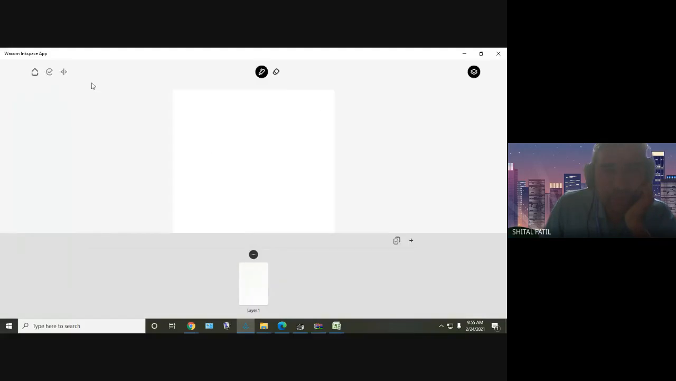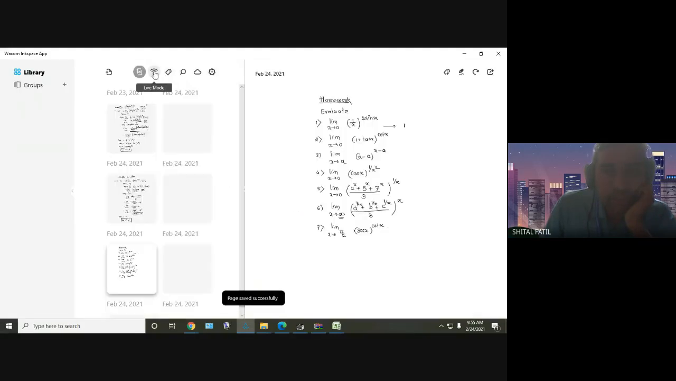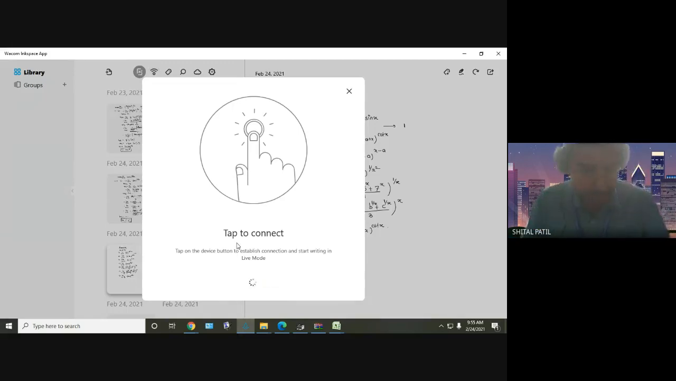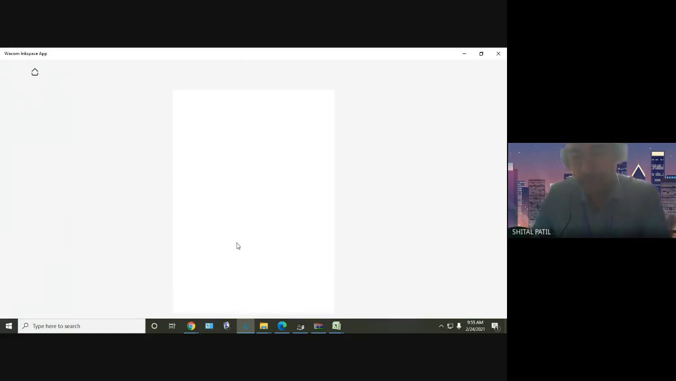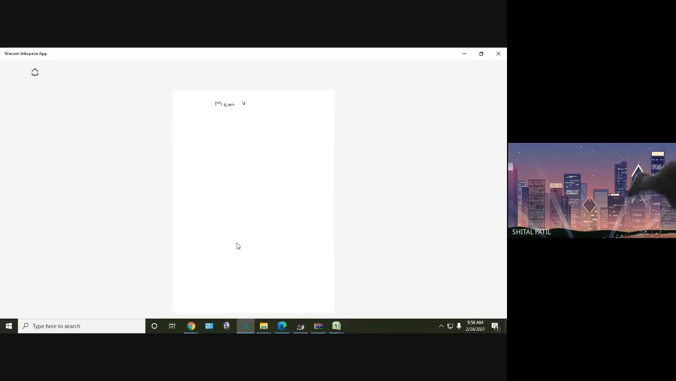Mean value theorem. Right? Mean value theorem. Let me change the page. It consists of Rolle's theorem, next, Lagrange's theorem, Lagrange's mean value theorem in fact, and Cauchy's theorem.